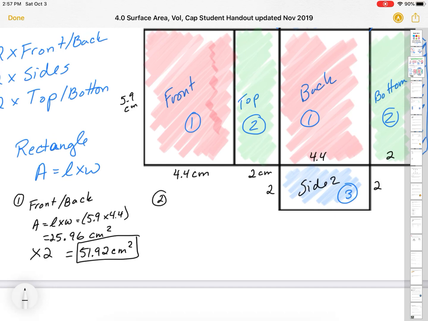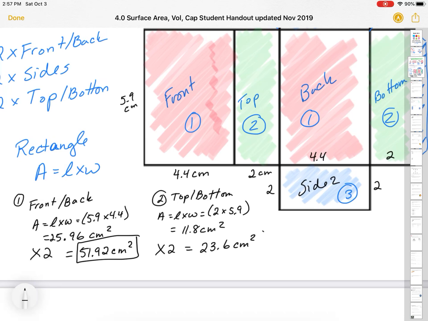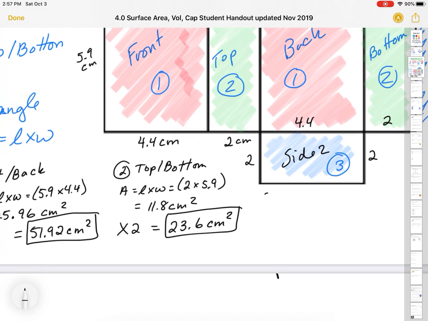For the second one, the top and bottom, I have area is length times width, which is 2 times 5.9, which is 5.9 times 2 is 11.8 centimeters squared. So I times that by 2, and I get 23.6 centimeters squared. And whether you incorporate that multiplying by 2 right into your formula to begin with, or as I've done, it's up to you.